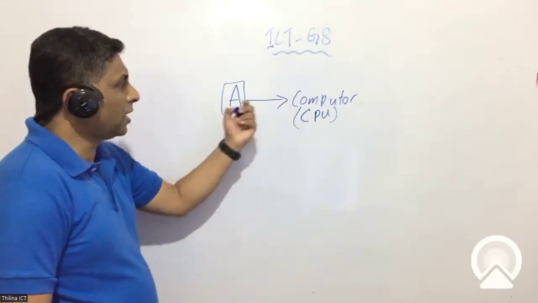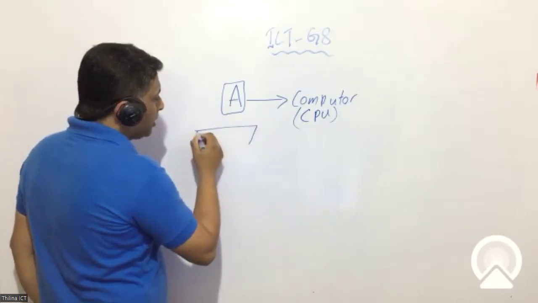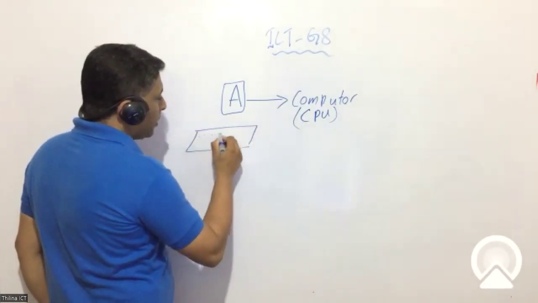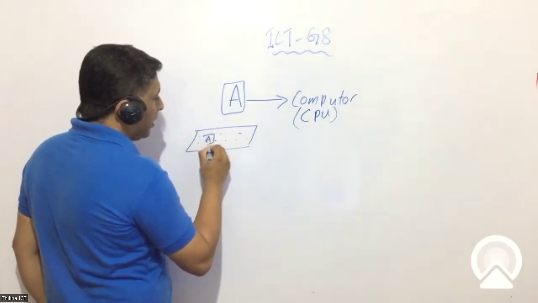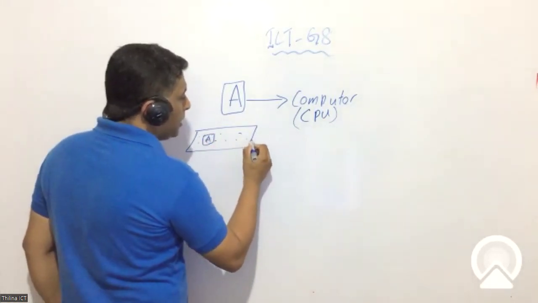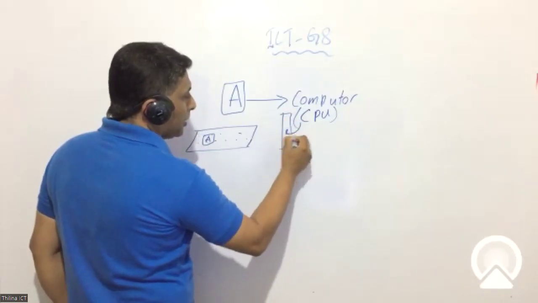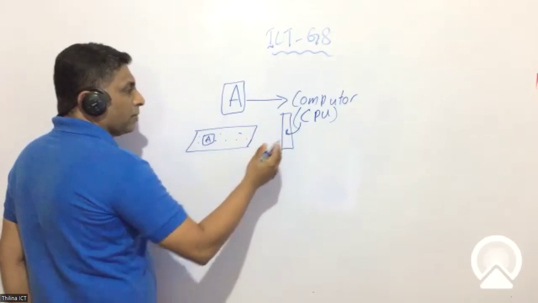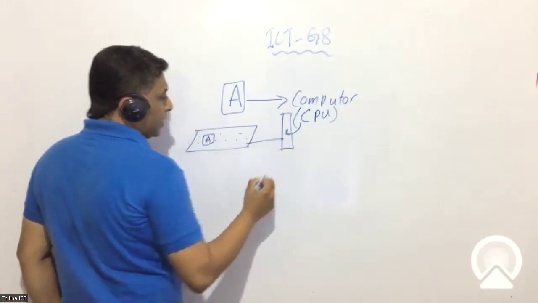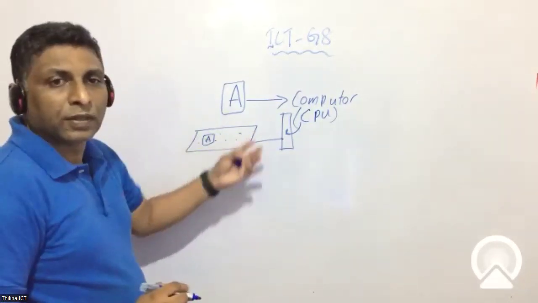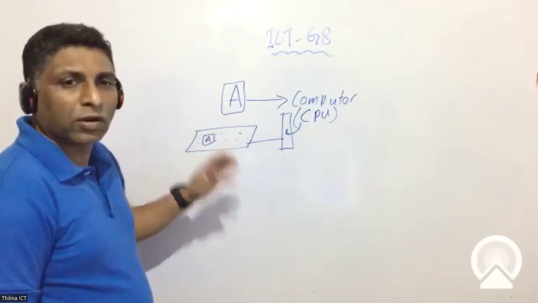Computer doesn't understand that. So there's a device called a keyboard, where you can find letter A somewhere here. This keyboard is connected to the system unit. Anyway, the CPU is inside the system unit. We were talking about that. So this keyboard is connected to the system unit. Later on, we'll see how the connectivity is happening.